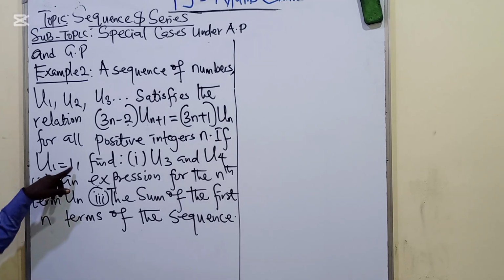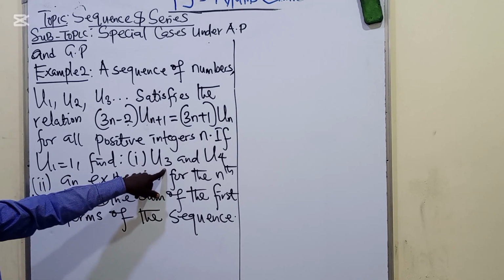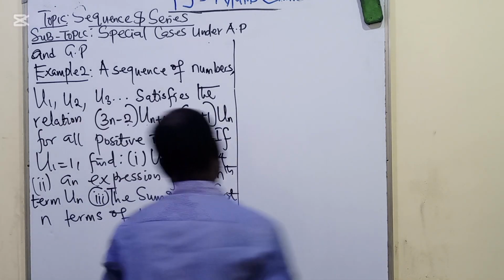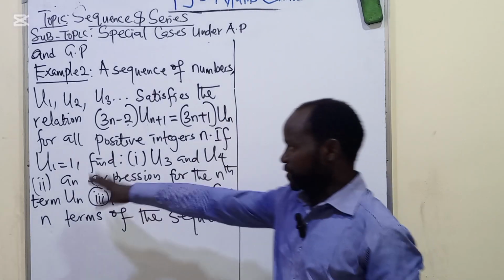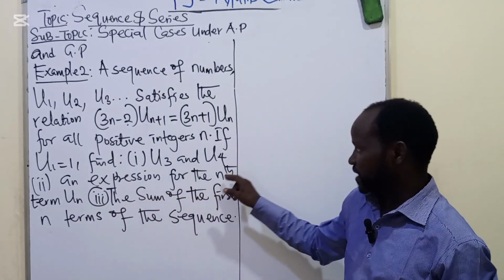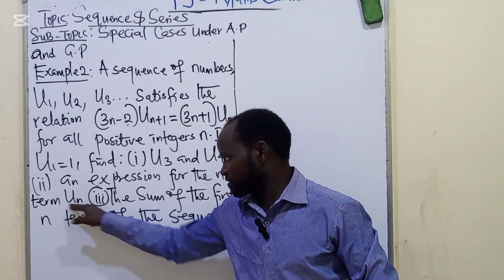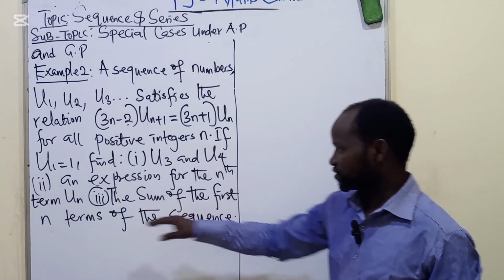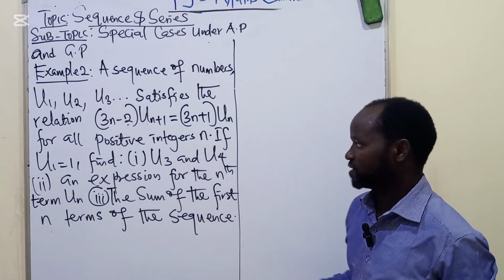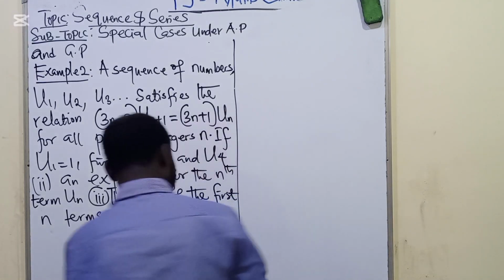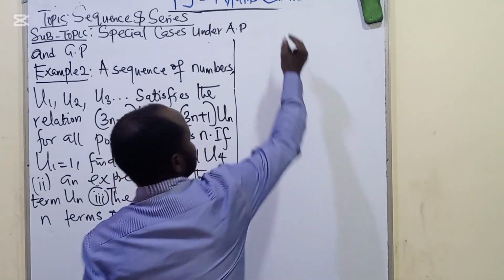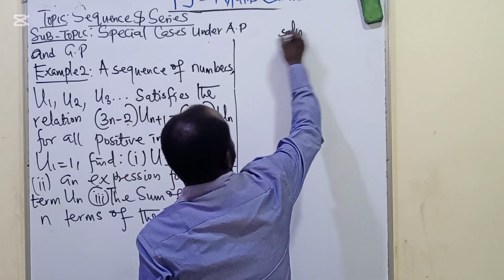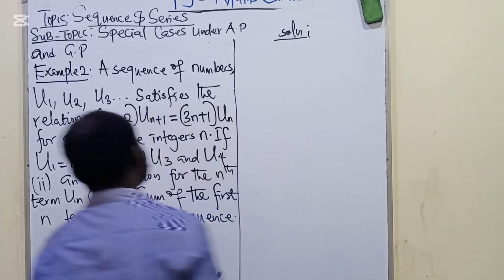Given that the first term is 1, we are asked to find the third term as well as the fourth term. Roman numeral 2, an expression for the nth term, which is u(n). Then Roman numeral 3, the sum of the first n terms of the sequence. So let's look at how we can solve this. First thing to do, let's write down the solution to Roman numeral 1.